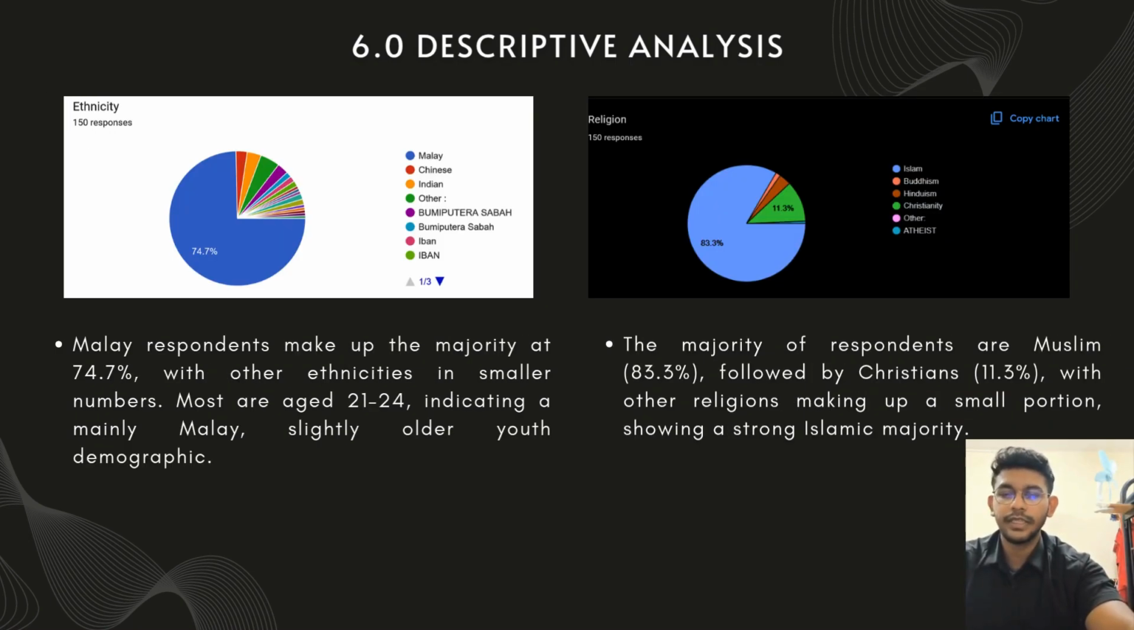So for the ethnicity, a lot of Malay students responded. The majority are Malay students at 74.7%, with other ethnicities like Iban, Bumiputera Sabah, Sarawak, and so on. So most of them are aged 21 to 24 years old.